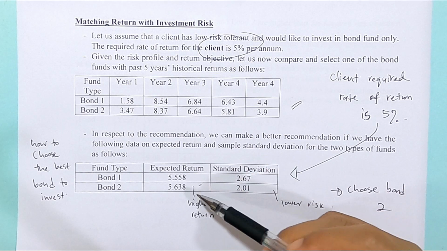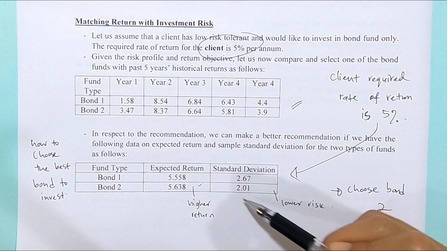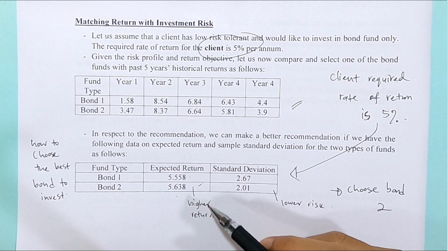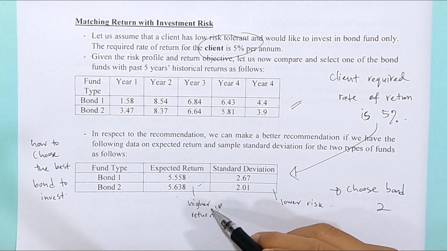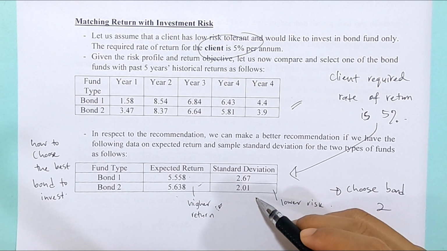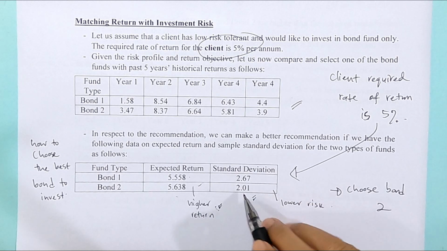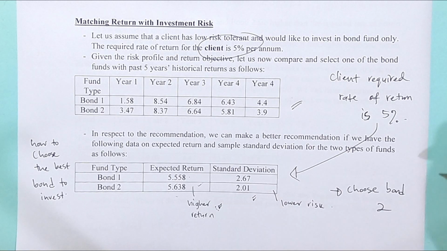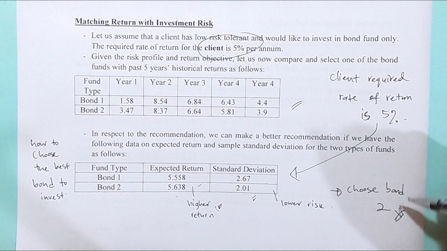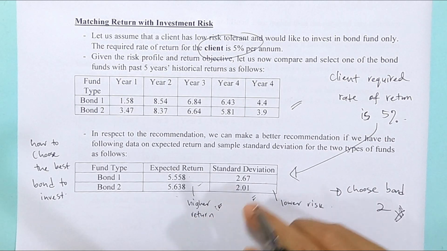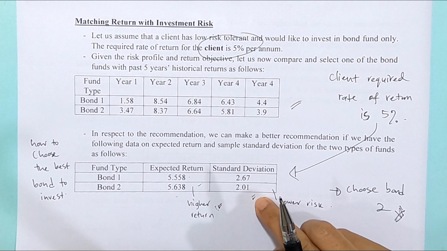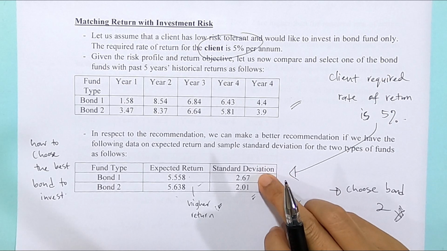Therefore, after we calculate the expected return and standard deviation, we can see that the expected return for bond 2 is higher, which means it's better, and the standard deviation for bond 2 is lower, which means that the risk is lower in bond 2. Therefore, in this case, the decision is of course to invest in bond 2, because the expected return is higher and the standard deviation is lower, which means that the risk for the investment is lower when compared to bond 1.